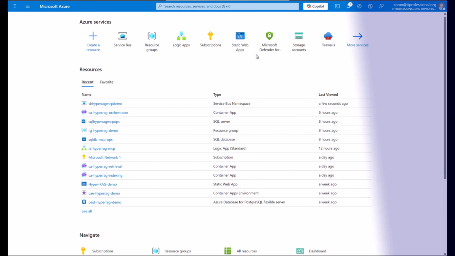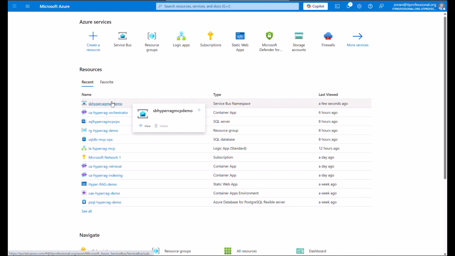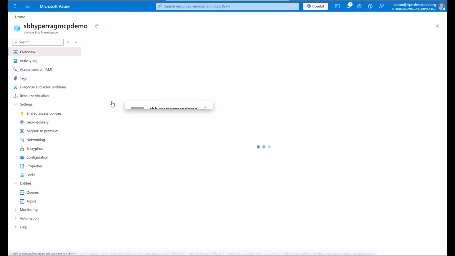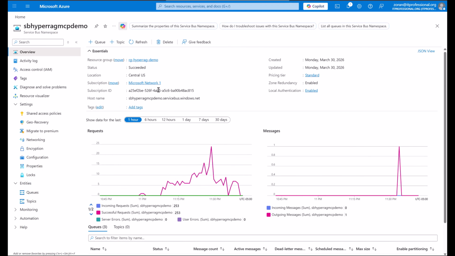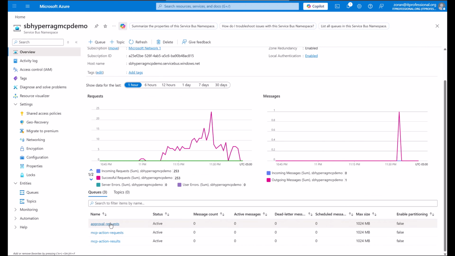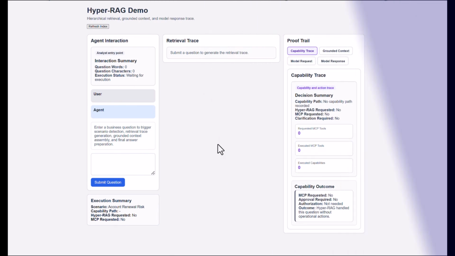But before this, let me first take a quick look at Azure Service Bus. At this point, there is no visible activity yet. That is expected. This is our clean starting state before the MCP flow begins. Let's start with the simplest scenario and then move gradually into more complete flows.